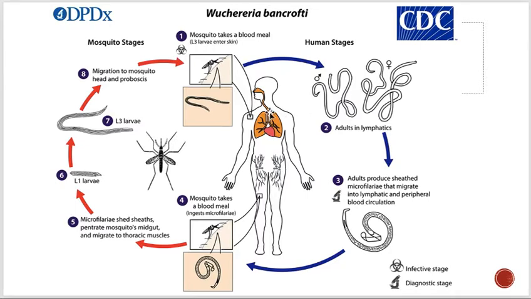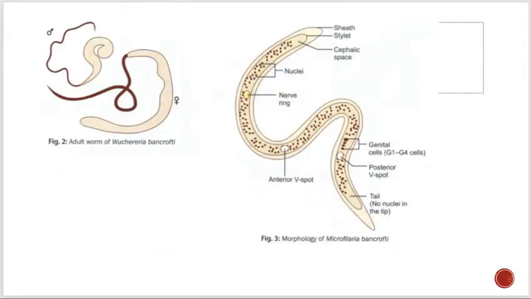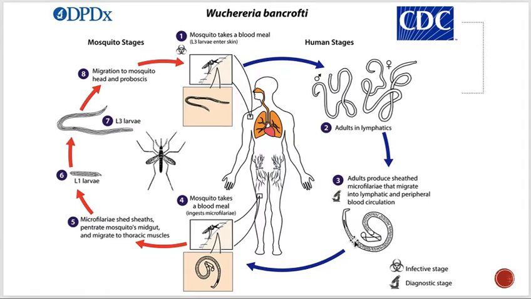Now the adult worm takes permanent residence, you can say it takes a green card, in the afferent lymphatics, and then keeps on generating microfilariae. Adults in lymphatics produce sheathed microfilariae that migrate into lymphatics and peripheral blood circulation. This is the diagnostic stage, that's why they show a microscope over here.